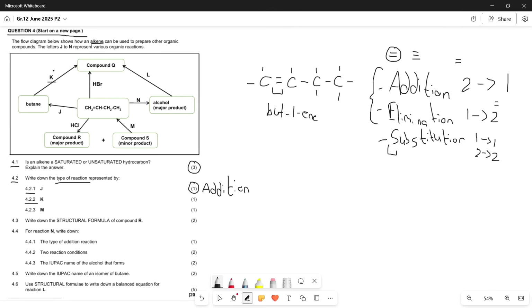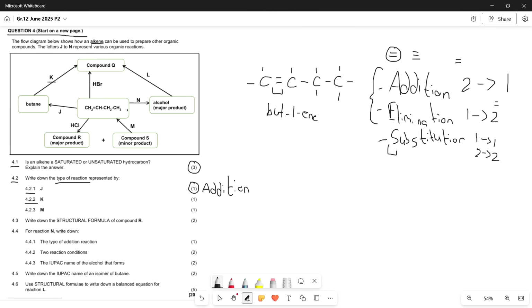stage. If they gave us something on this line, we could happily figure out what happens at compound Q, like butane plus something equals compound Q. But in this case, there isn't enough on this line, so we need to try and find another way to get to compound Q so we can understand what compound Q actually is.